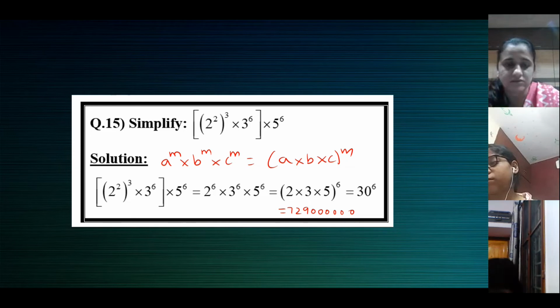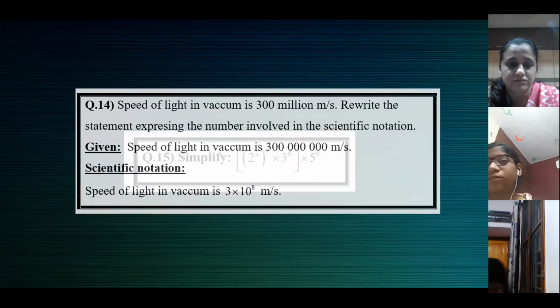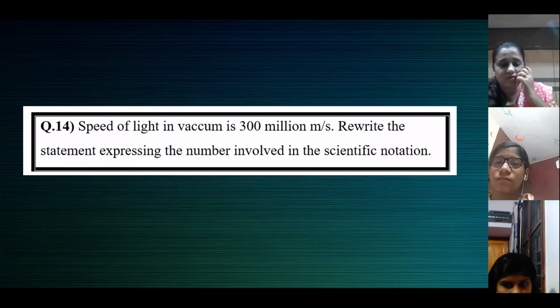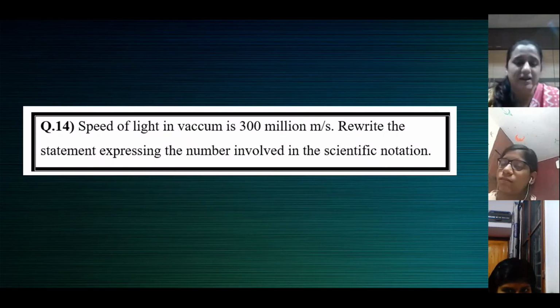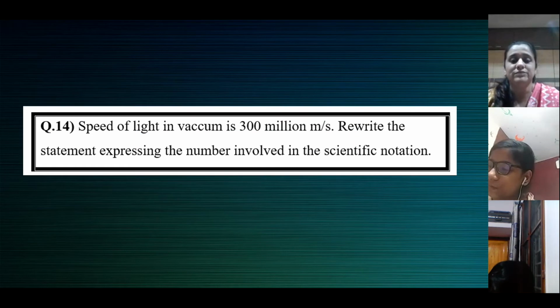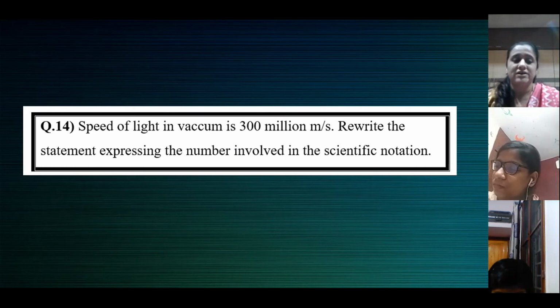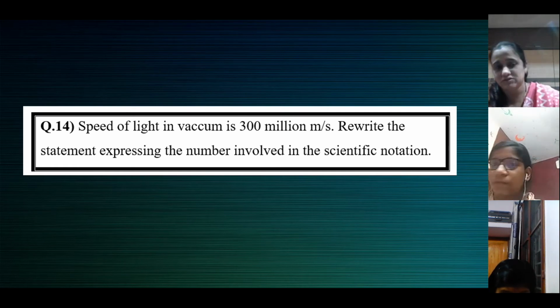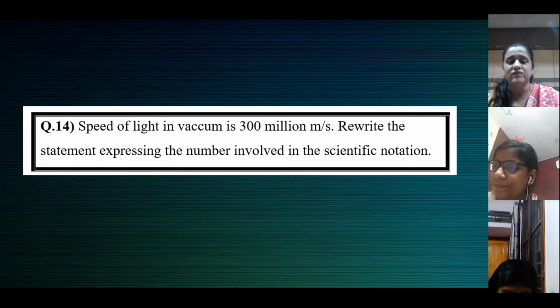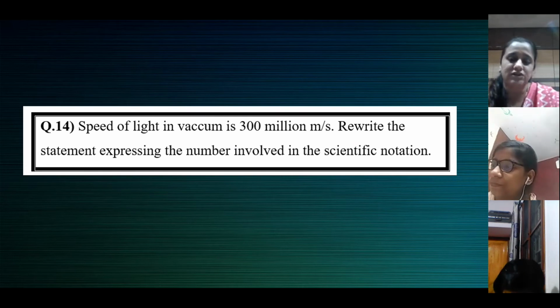All right, let's see the next one. Yes, this is the question. Speed of light in vacuum is 300 million meters per second. Rewrite the statement, expressing the number involved in scientific notation. You should write the statement again, but you should write the number involved in the scientific notation.